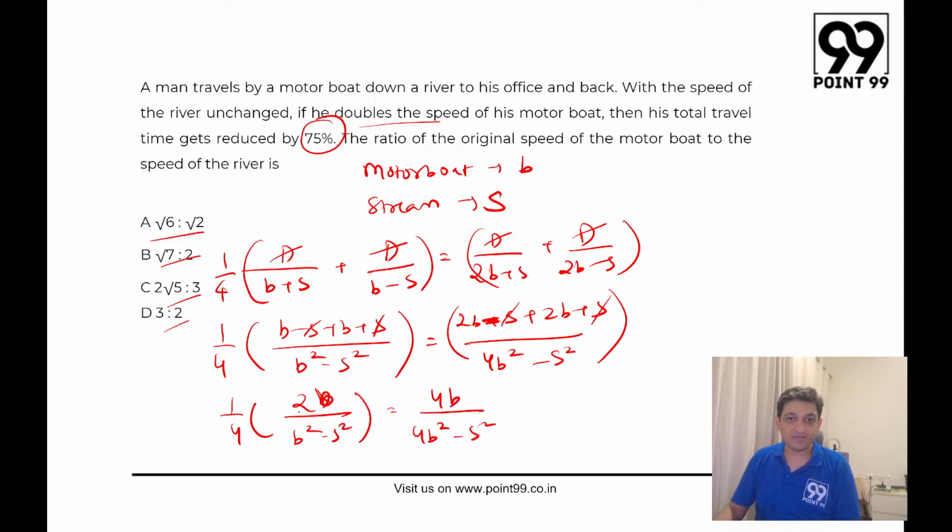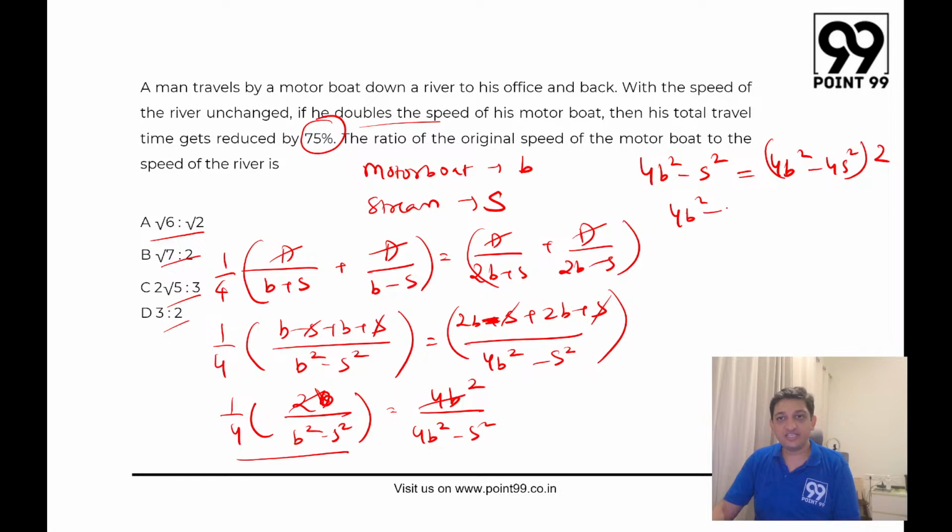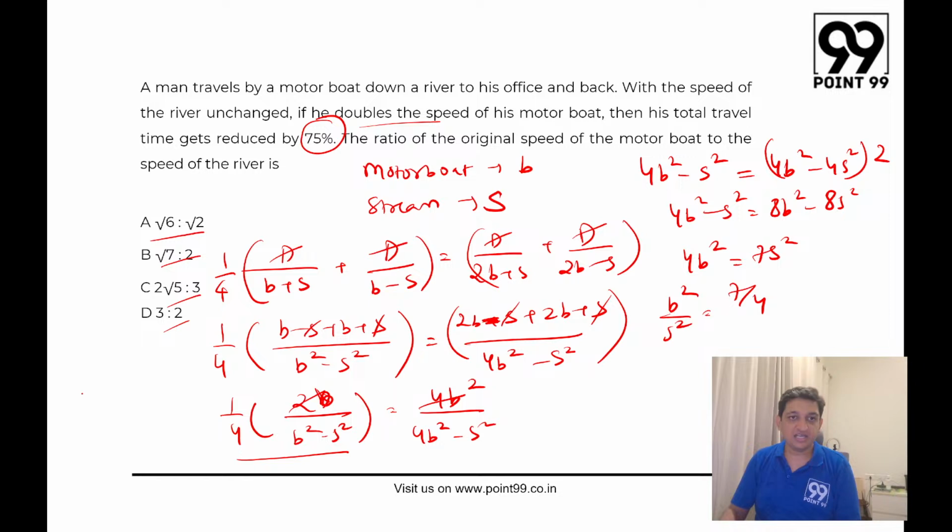4b square minus s, here 2b into 2 will be 4b, so you are going to get, if we cross multiply, 4b square minus s square. Left hand side will remain as it is. Here it will be 4b square minus 4s square multiplied by 2, which is the 2 left here. So you are going to get 4b square minus s square is 8b square minus 8s square. If we realign the terms, you will get 4b square equals 7s square, and you will get b square by s square equals 7/4. Okay, and you will get b by s equals root 7 by 2. So the correct answer here is option B, root 7 by 2.